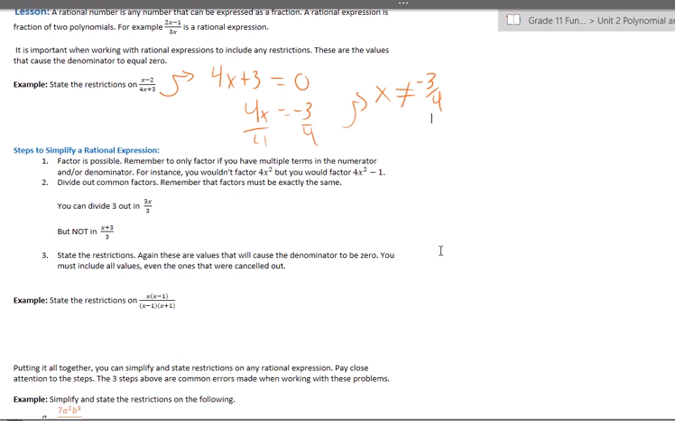Now, when you simplify a rational expression, there are several steps which you need to take. First, factor if possible. Remember to only factor if you have multiple terms in the numerator and/or denominator. For instance, you wouldn't factor 4x squared, but you would factor 4x squared minus 1. You also want to divide out any common factors. So remember that factors must be exactly the same.